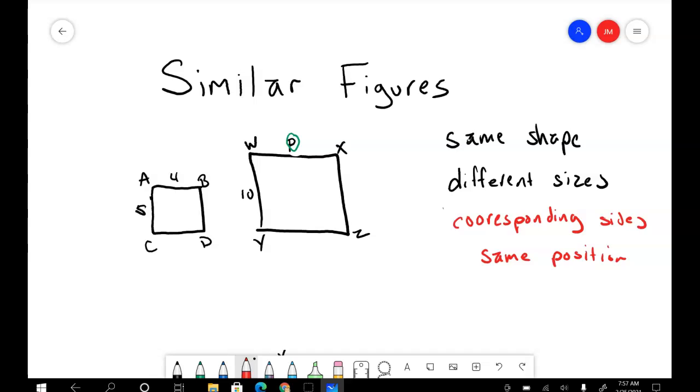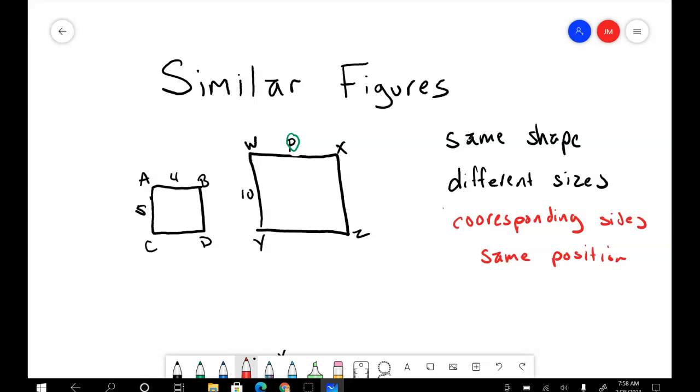If you look at your left hand, it is in the same position as anybody else's left hand relative to your body, okay? So your left hand corresponds with everyone else's left hand. They may not be the same shape, they may not be the same size, but they correspond with each other. So when we're talking about similar figures, we're talking about the same sides or the same angles on different shapes.